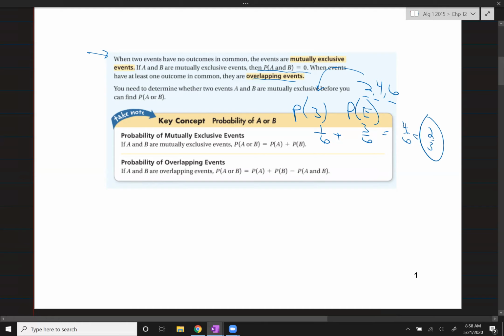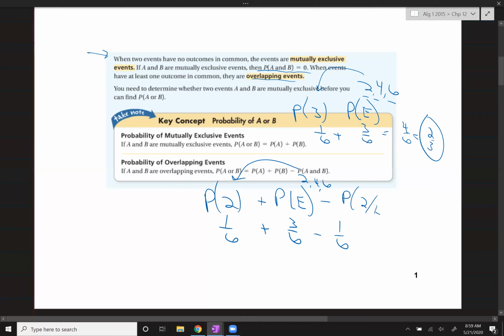Now, let's say that we do the probability of a 2, so that's 1/6, rolling a number cube, plus the probability of getting an even. Well, that's 2, 4, and 6, so I do want to make that 3/6. But here's the problem. I've counted 2 twice. So I want to take out 1/6, the probability of being a 2 that is even. So that's going to take us back to 3/6, or 1/2. So that's what we're going to work on in this lesson.